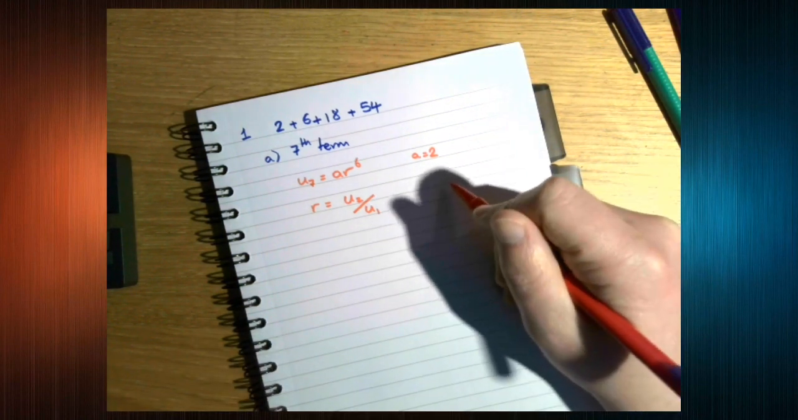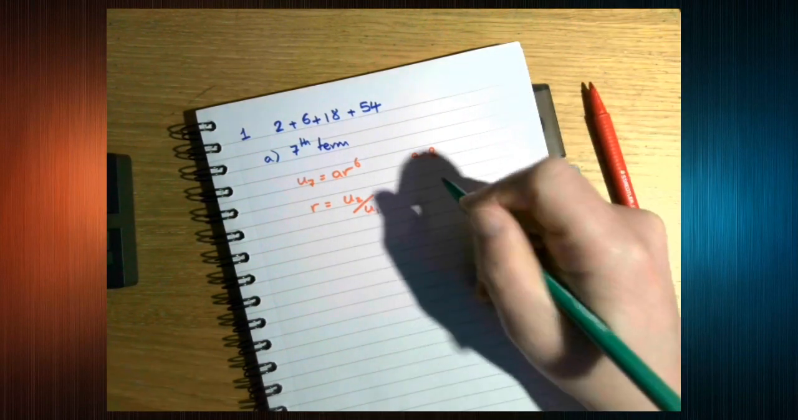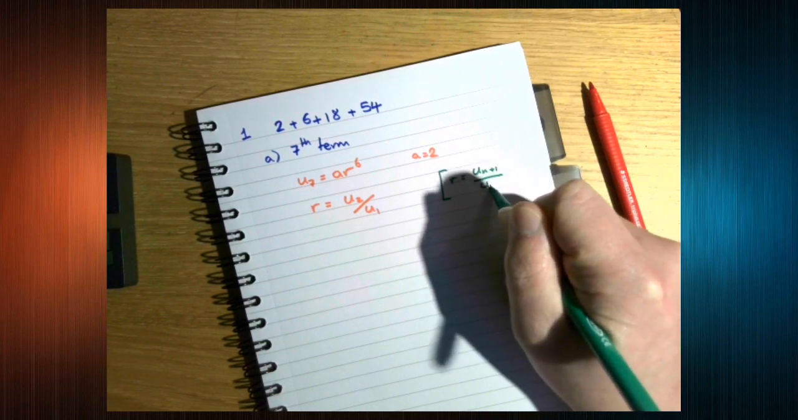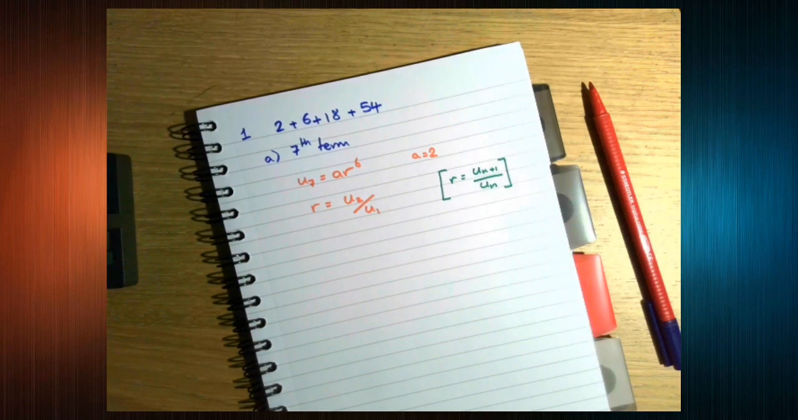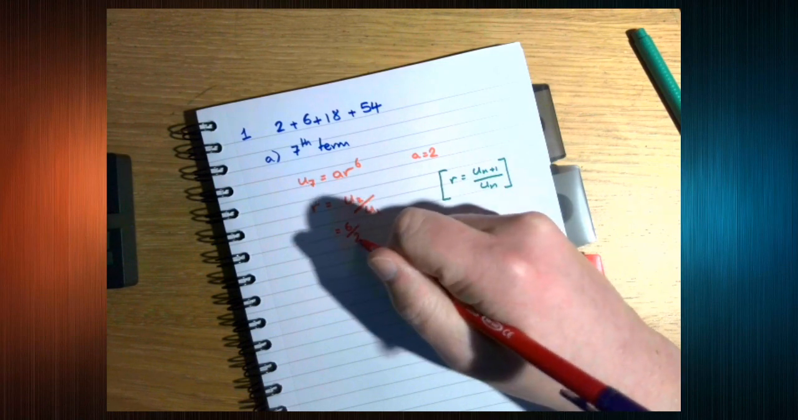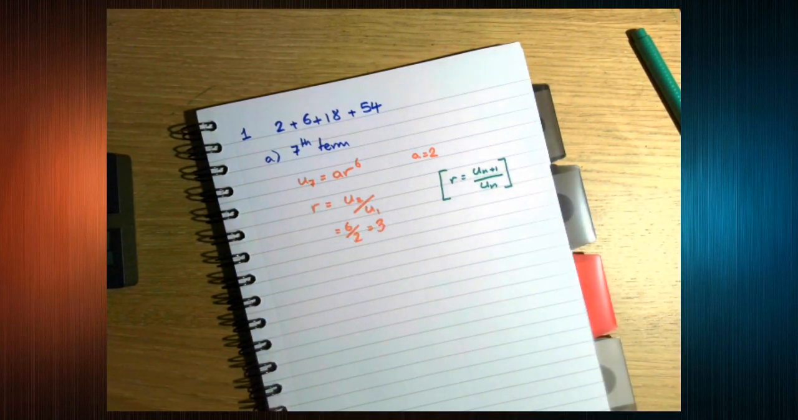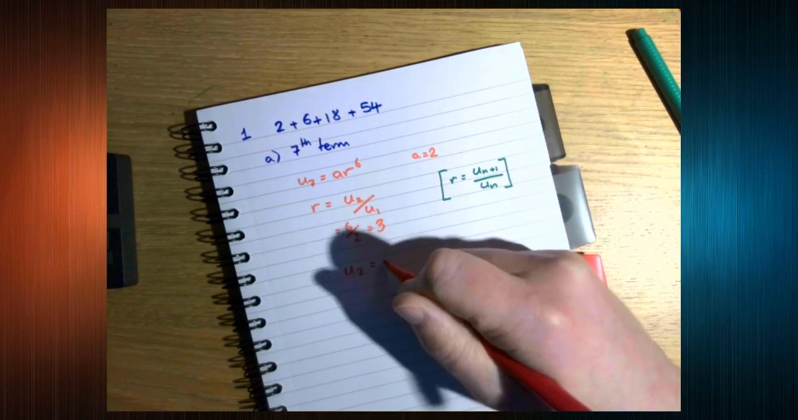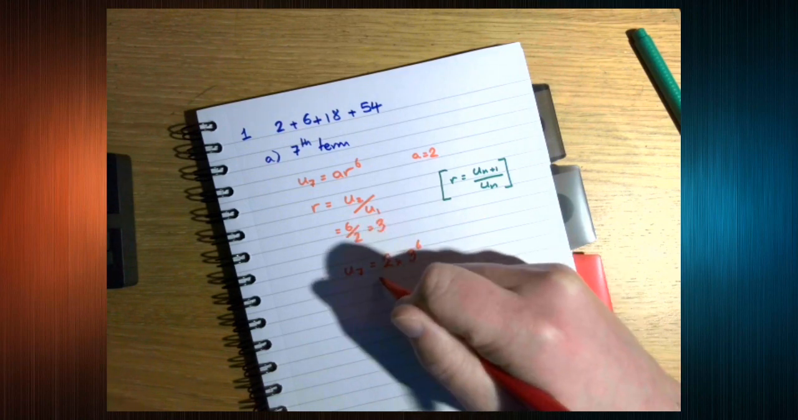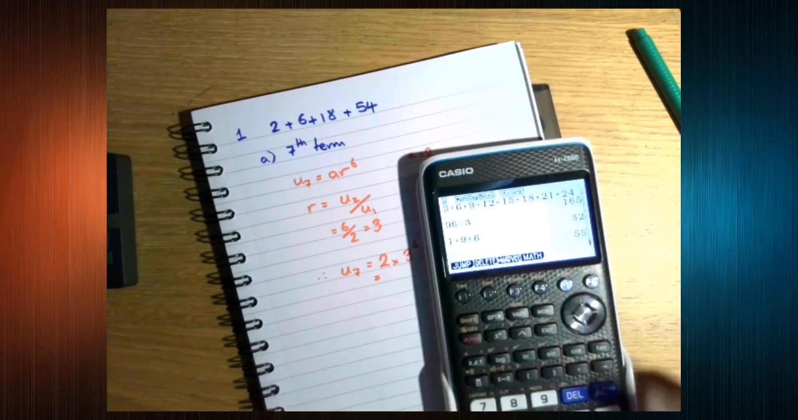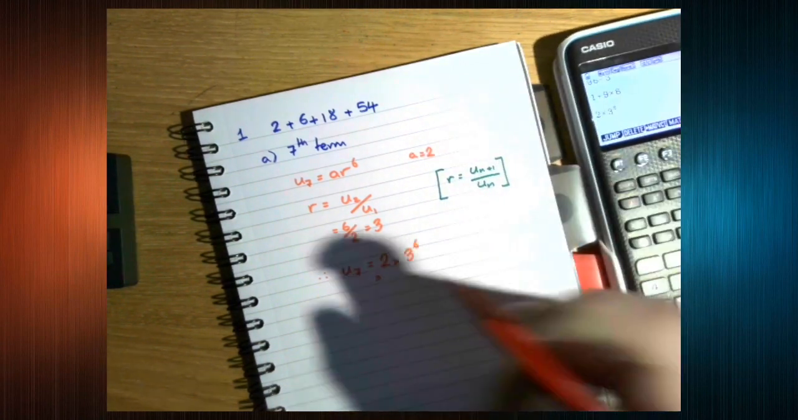Or, more generally, it's one term divided by the term before it. And that proves that the common ratio is 3. So the 7th term is 2 times 3 to the 6, which we just do on the calculator. 2 times 3 to the power of 6. And we get 1,458.